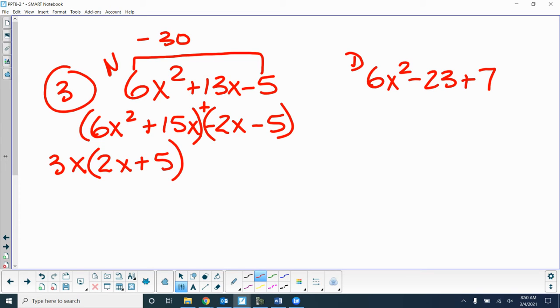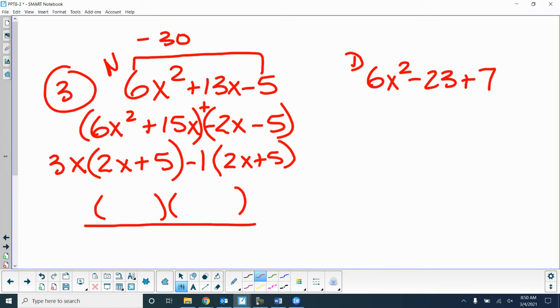What do I pull out of here, Zach? Negative 1. Good. Negative because that third one's negative and nothing's common, but you gotta put a number, so 1's always common. And then you get 2x plus 5. All right? So what are the two factors, Sydney? 3x minus 1 and 2x plus 5. Good. So that's that numerator. All right, let's do the denominator.